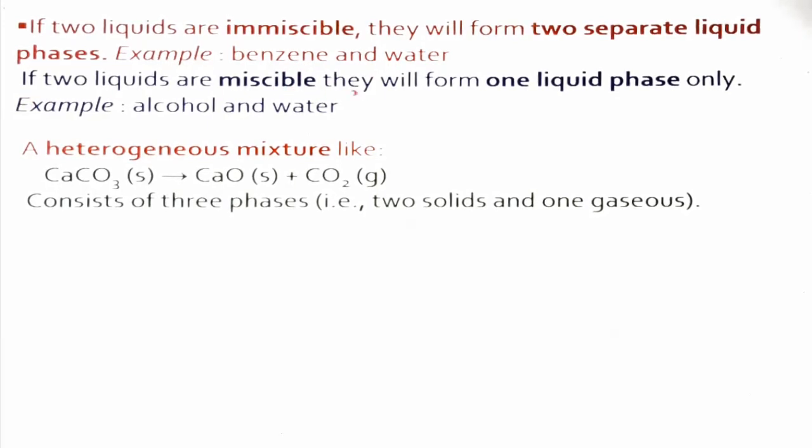If two liquids are miscible, they will form one liquid phase only, say alcohol and water. If we add alcohol and water, we will get only one phase, and the system is called a homogeneous system. If we take oil and water, they are not miscible and two phases will be there, and the system is called heterogeneous. One more example of a heterogeneous system is the calcium carbonate system. In it, calcium carbonate and CaO are both solid phases, but they are not miscible, and the third is gaseous. So in the calcium carbonate system we have three phases because all three are mechanically separable.